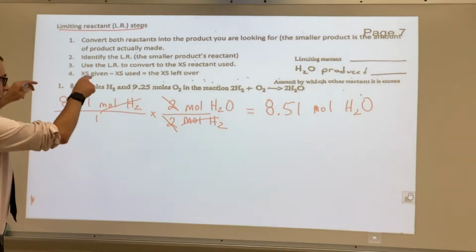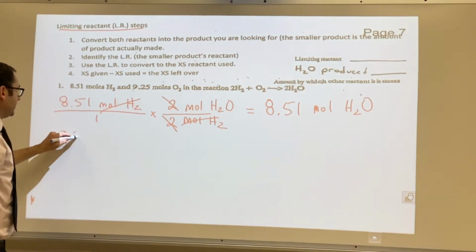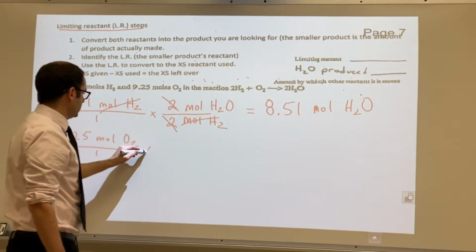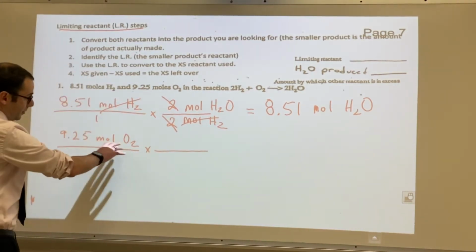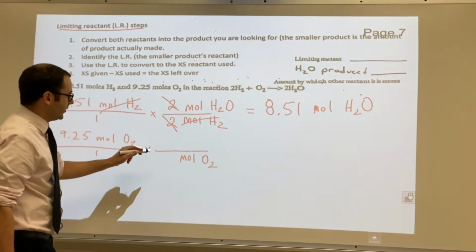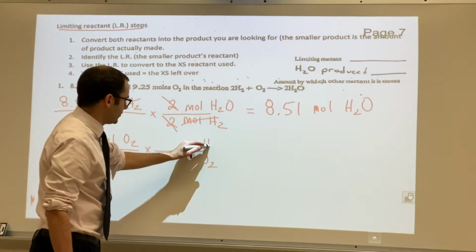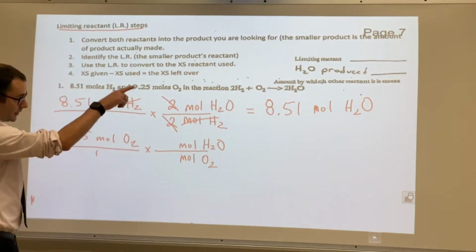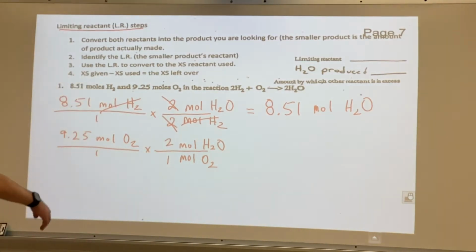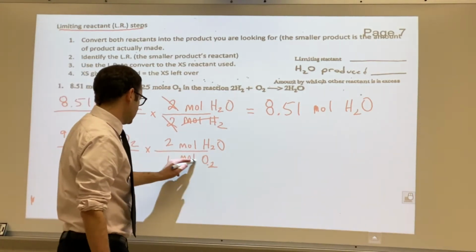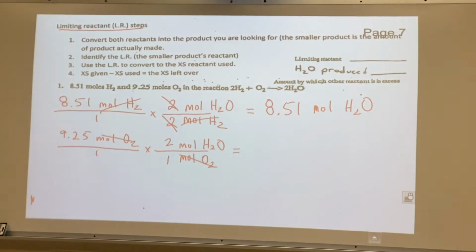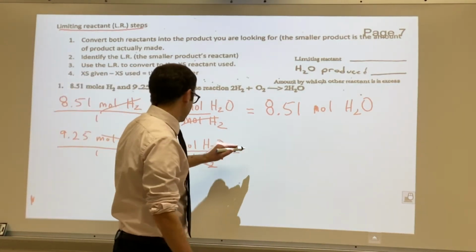Now we do the exact same thing, but with the other reactant. 9.25 moles of O2. All right. On the bottom, now we're gonna have moles of O2. And on the top, we're still gonna have moles of water, because that's what we're looking for, right? All right, and then we look at the numbers. Oxygen is a 1, water is a 2. All right, so now we have this. The moles cancel out. 9.25 times 2 is gonna give us what, 18.5? Yeah.